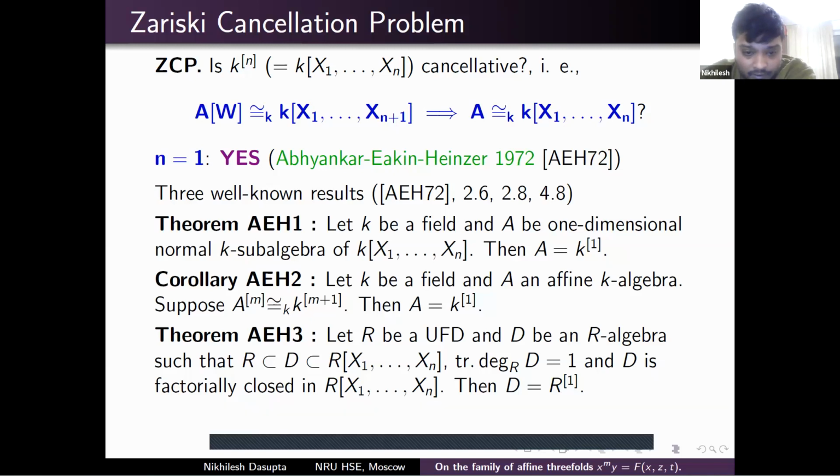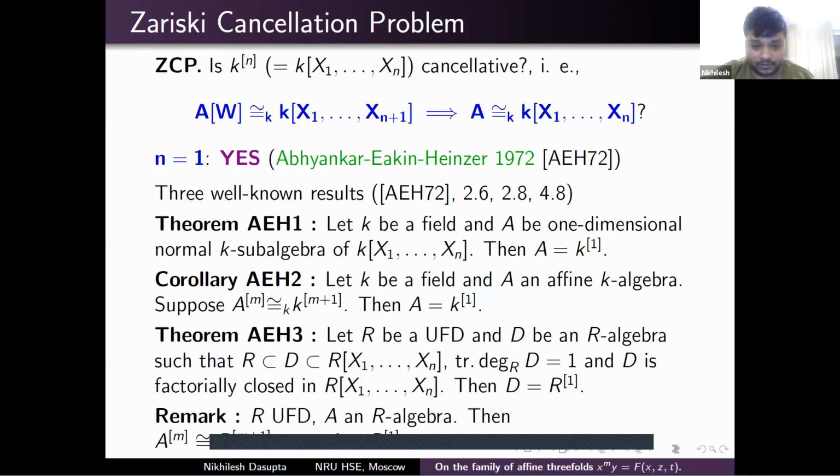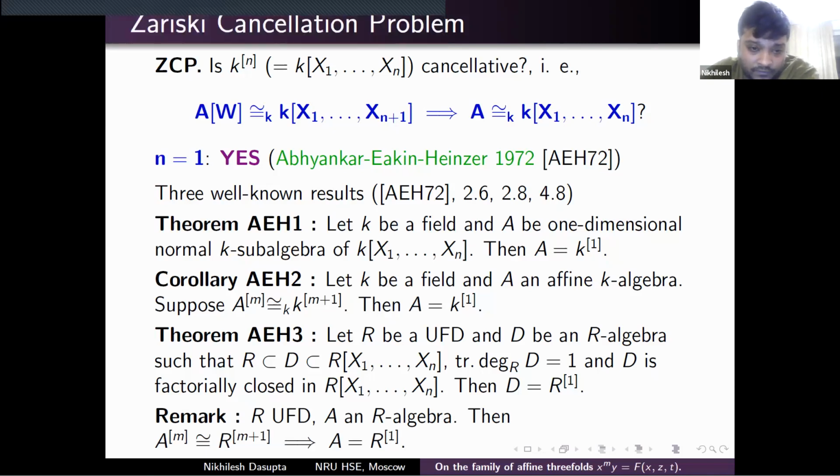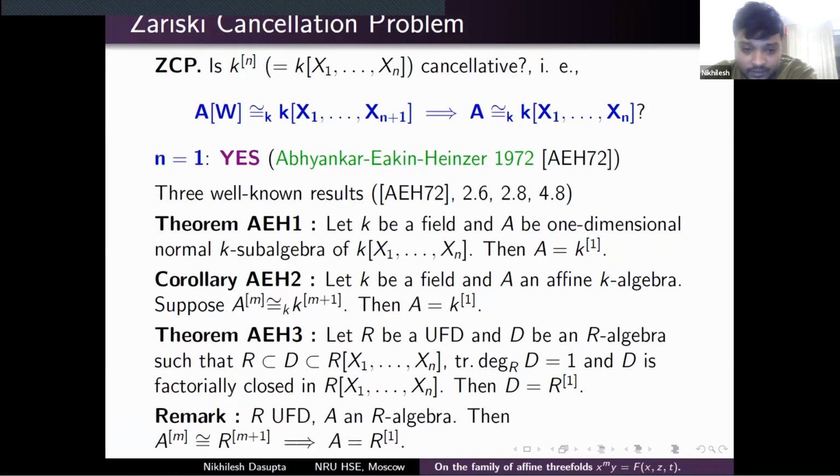And a remark, oh, sorry. If R is a UFD, then A^[m] = R^[m+1] will imply A = R^[1], maybe I put it here. So the result we had over fields, the same result we can have also over UFDs. Okay. So let's proceed.